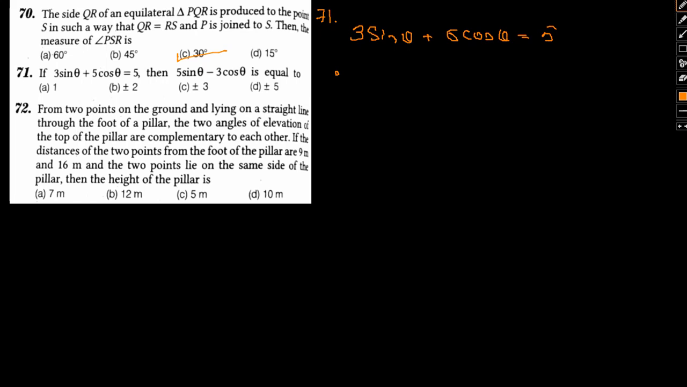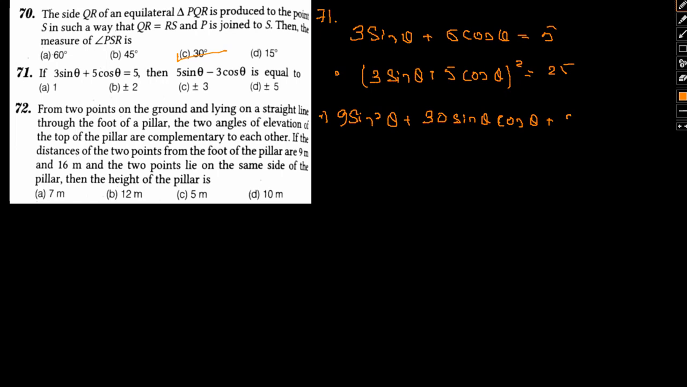So let me do one thing. Let me square this entire thing up. 3 sin theta plus 5 cos theta whole square is equal to 25. So a plus b whole square form. So 9 sin square theta plus 30 sin theta cos theta plus 25 cos square theta equal to 25. Okay, so this is what we have over here.